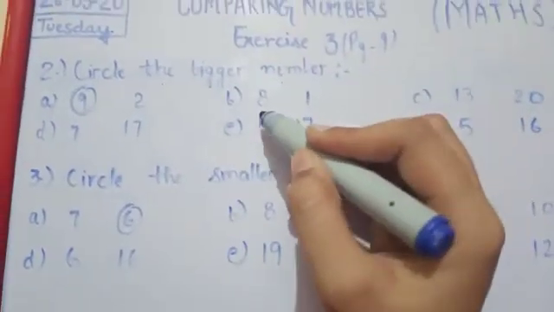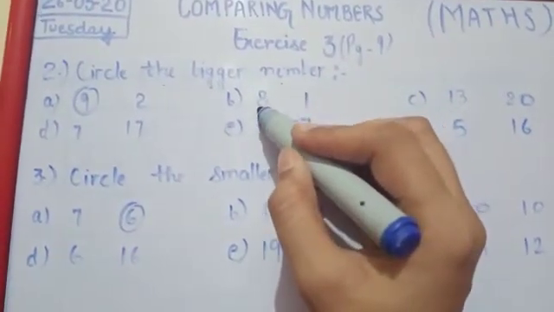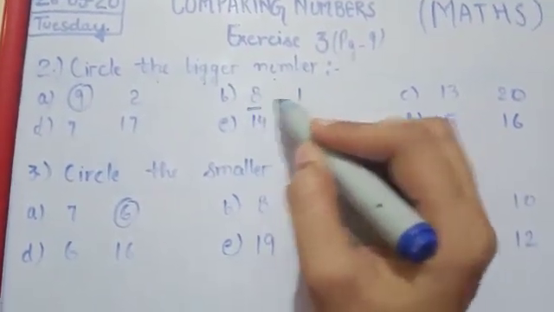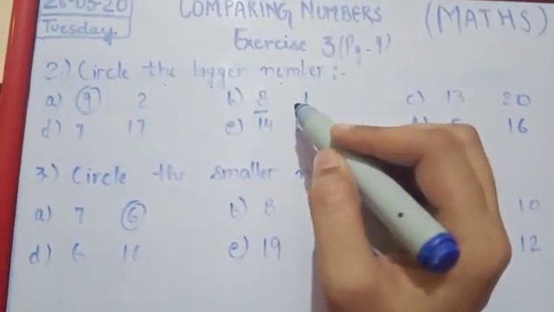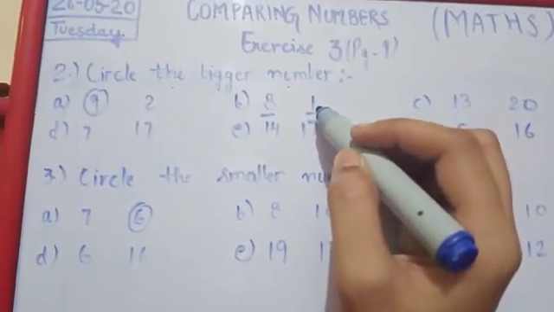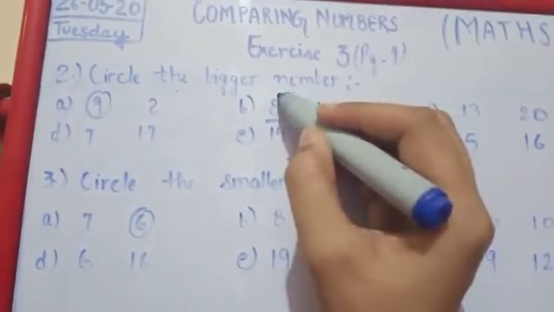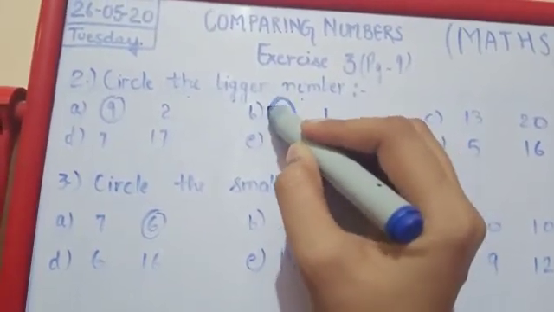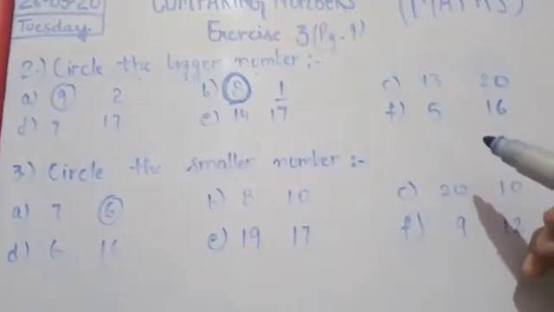Now come on part B. Two numbers are also given here. 8 and 1. Two numbers are given. Okay, bigger कौन सा number है? 1? No. Yes. 8 is bigger. So all of you will circle the number 8.